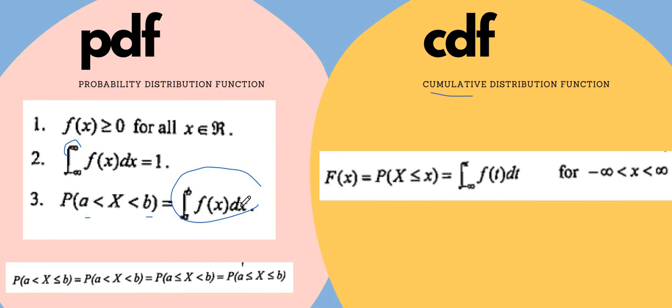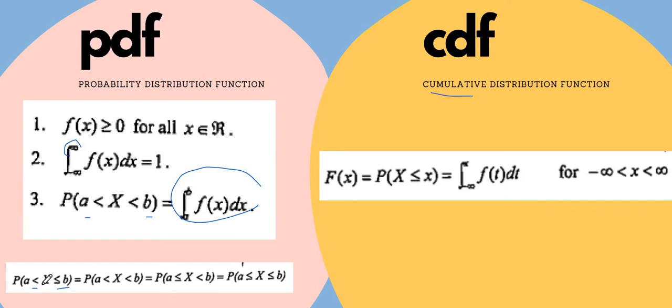You can see here, I just copied and pasted from your notes, the probability of A to B. I want to focus on the symbol here: this means less than, this means less than or equal. So actually all of these are the same.